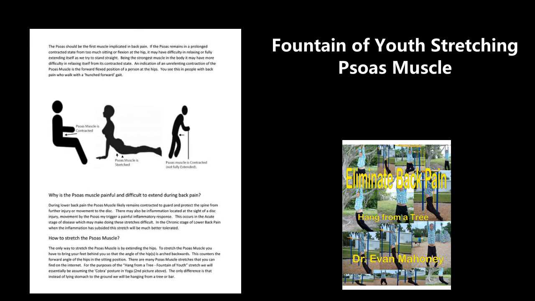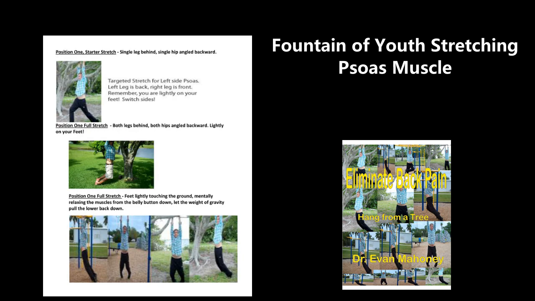There are many psoas muscle stretches that you find on the internet. For the purposes of the hang from a tree fountain of youth stretch, we will essentially be assuming the cobra position in yoga, which is the second picture above. The only difference is that instead of lying stomach to the ground, we will be hanging from a tree or a bar. And then here we go.